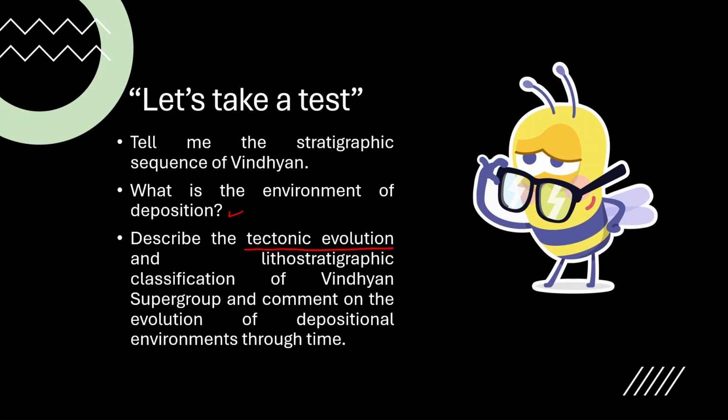Now, let's come to this question. This is the question that is asked in the examination. Describe the tectonic evolution and lithostratigraphic classification of Vindhyan supergroup and comment on the evolution of depositional environments through time. Now, if you see, there are 3 divisions: tectonic evolution, lithostratigraphic classification, and then depositional environment, right? The thing is, if you see, these 2 questions and this question are nothing different. If you combine these 2 questions, this is the question that you get in the examination. But most of you might have struggled in the third question, because what happens is we tend to remember things in an order.